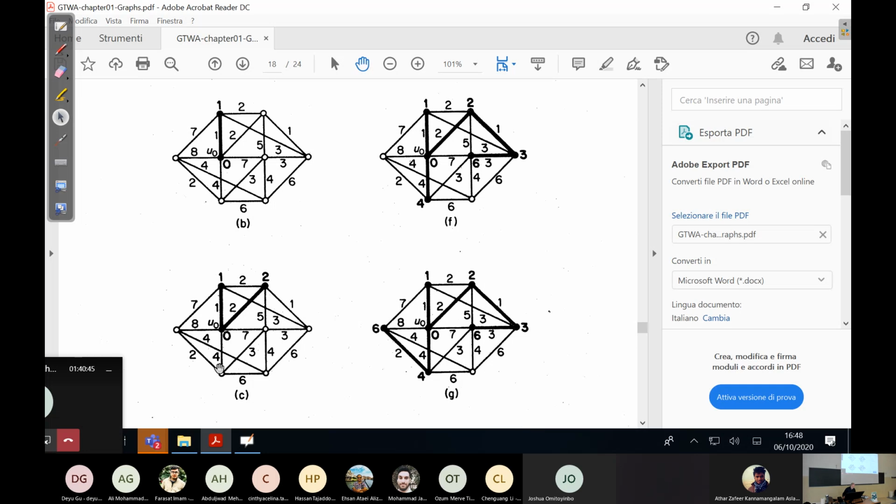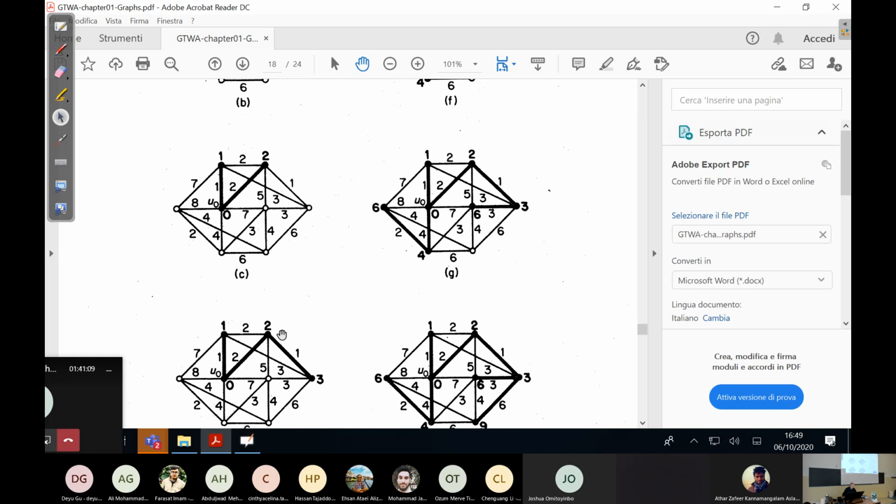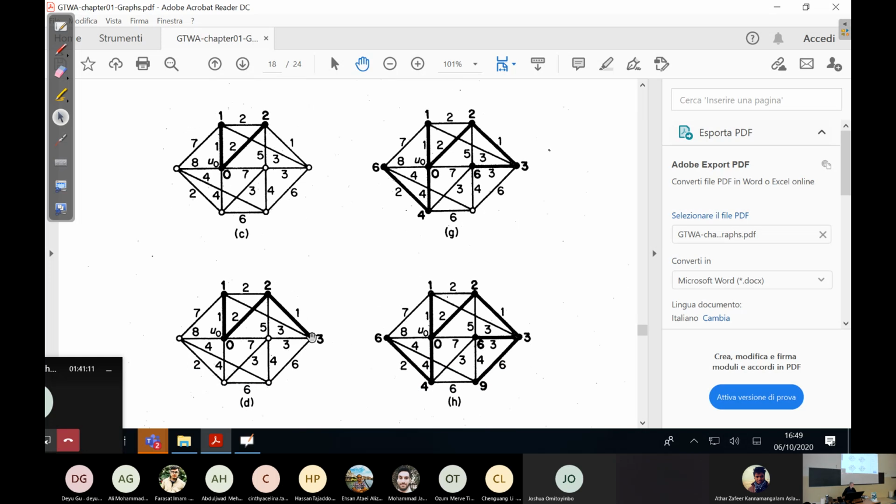Why? Because here we have 4, which is the least one of the remaining 3 from U0, but we have 2 plus 1, which is less than 4. Okay, so 2 plus 1 is 3, so we take in this edge, this vertex, and we put here 3 for saying that 3 is my distance from U0. Okay?